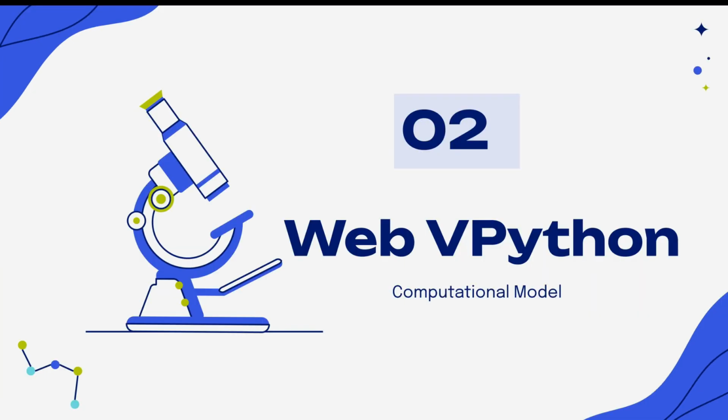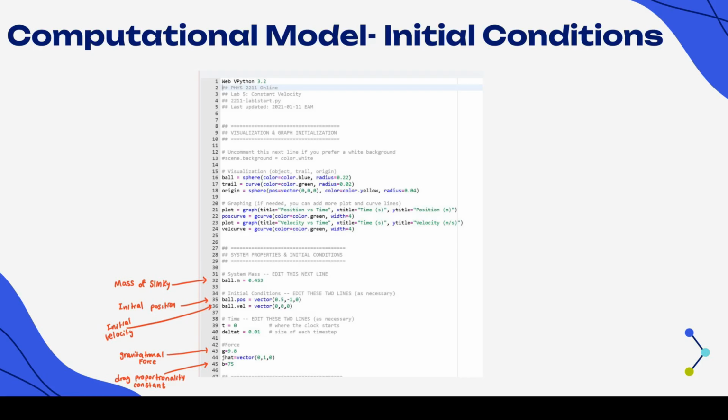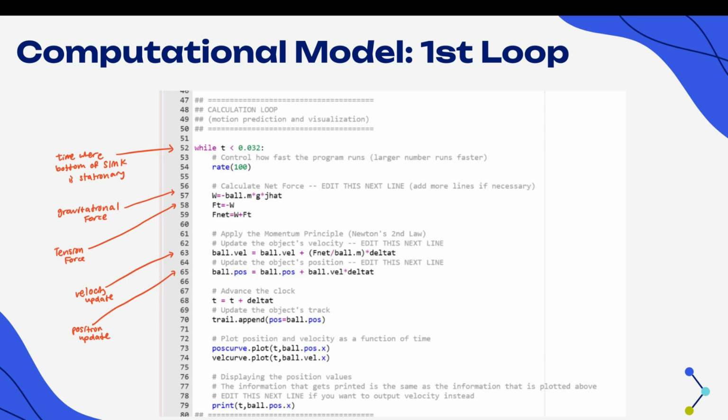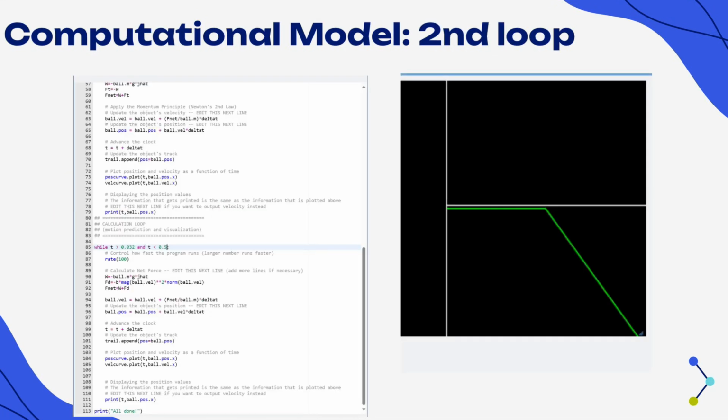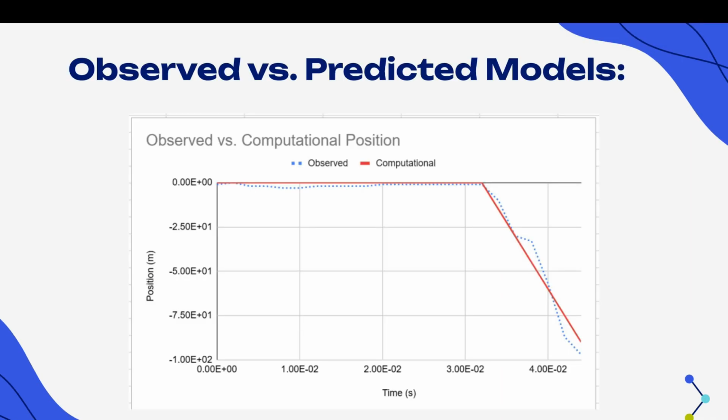So for the code, you can see that we have the initial conditions of the ball. So the mass is 0.45, the initial position, and then the initial velocity you put in, and then we put in the gravity and then the drag constant as well. And then in the computational model, we did 2 loops, one for when the position was constant, and then one for when the position changed, when the top of the slinky caught up to the bottom. And then through that, we got this image of the graph, which we could then put into Sheets and then compare it with the observed position.